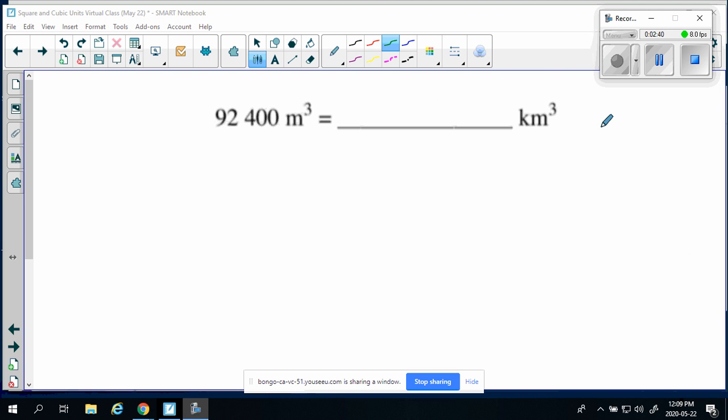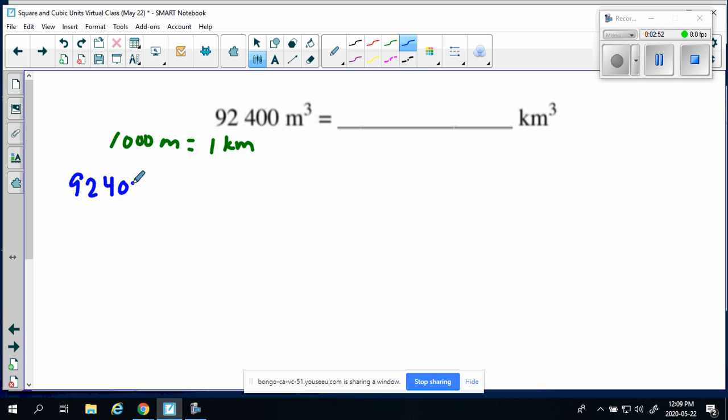In this example, we're asked to convert meters cubed into kilometers cubed. So first we have to have a conversion factor. You have to know that there's 1,000 meters in 1 kilometer. So if we start to work out the unit analysis on this, we have meters cubed. And our conversion factor, we're going to put the meters in the bottom because we want the meters to cancel out with the top.